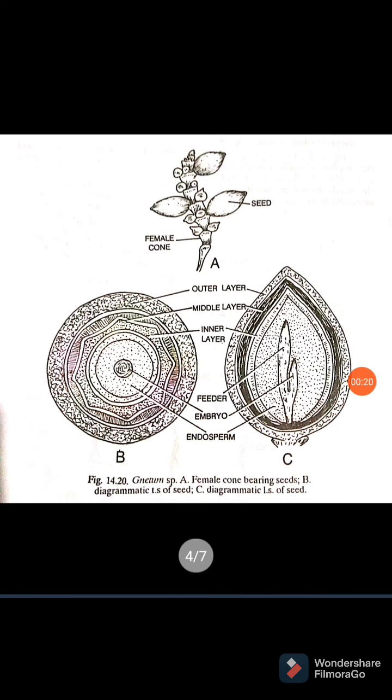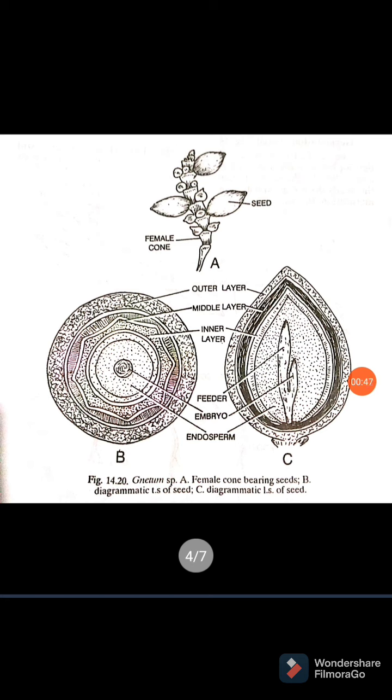Okay, at maturity, this ovule, as you can see here in the female cone in figure A, is finally transformed into a seed. And I had mentioned before also that the seed, as you can see, is oval in shape, and the color of the seed is usually green to red. Okay, green to red in color.